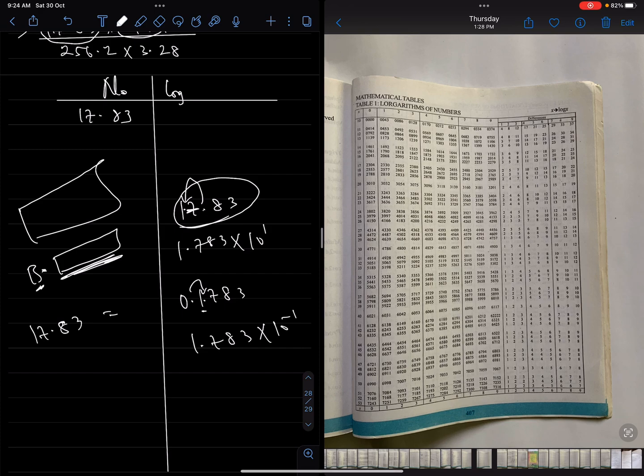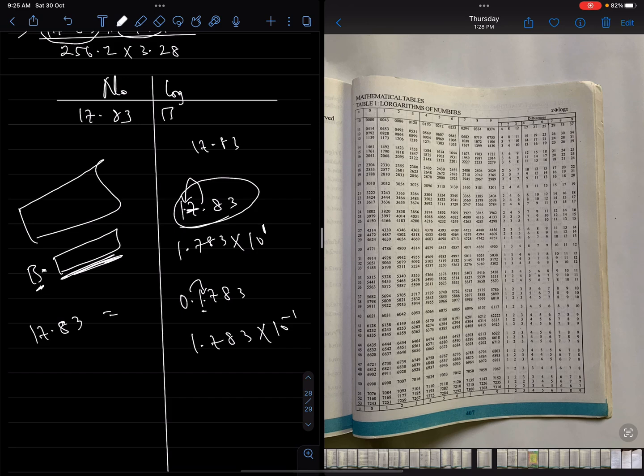So 17.83 in standard form is 1.783 times 10 to the power 1. So the power of 10, when you write the number in standard form, is what the characteristic will be. Do you understand? What did I just say? To find the logarithm of a number, the characteristic of the logarithm is going to be the power of 10 when that number is written in standard form. So the number is 17.83. I want to find its logarithm.